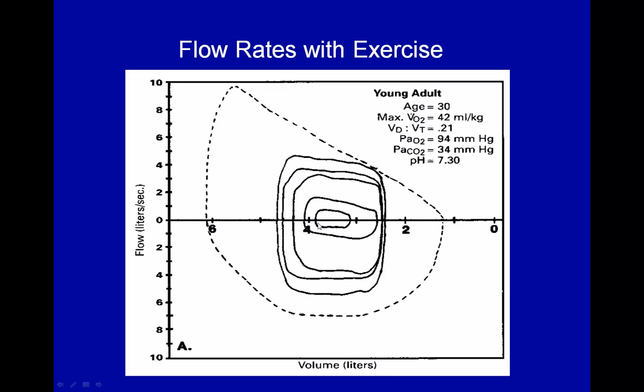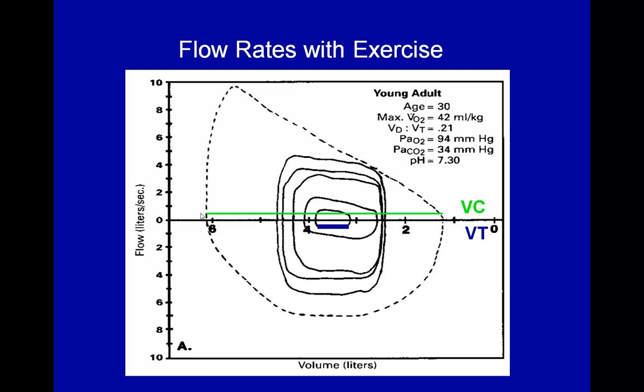So in the middle of this, we've got a tidal volume curve. Somebody is breathing a normal tidal volume at rest, 500 or 600 milliliters, and then as they exercise, their tidal volume gets bigger and their flow rates get higher. So we're changing tidal volume and flow rate with exercise.